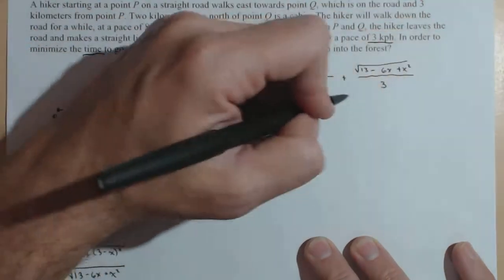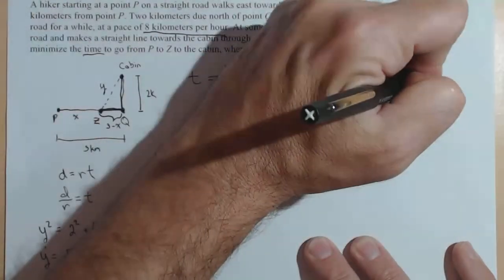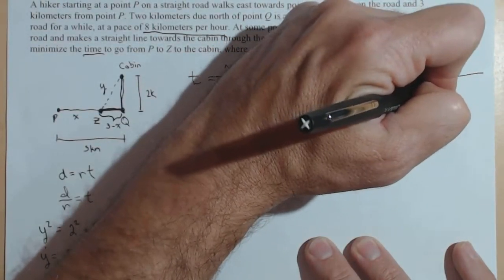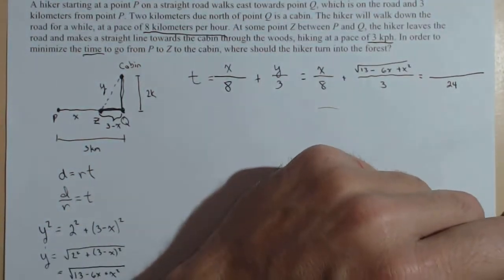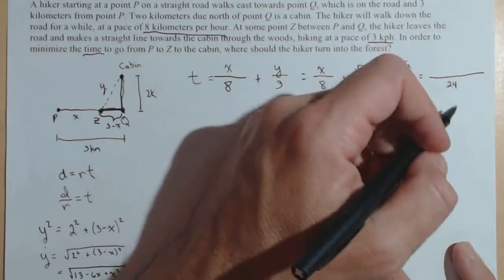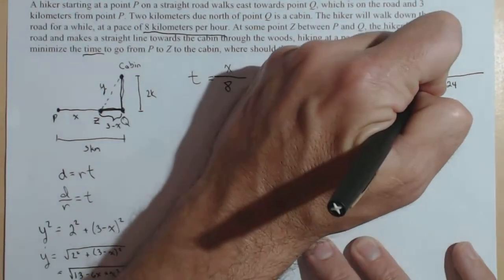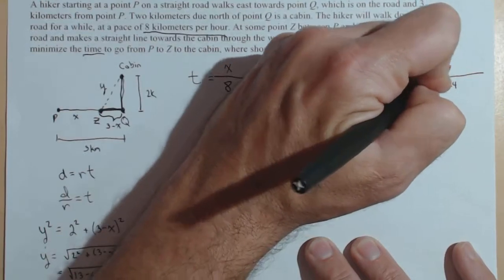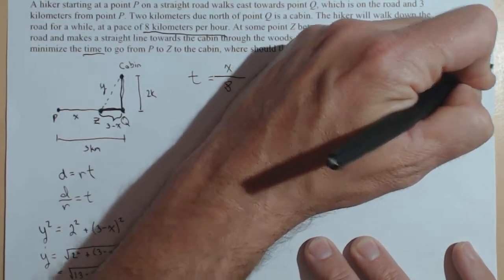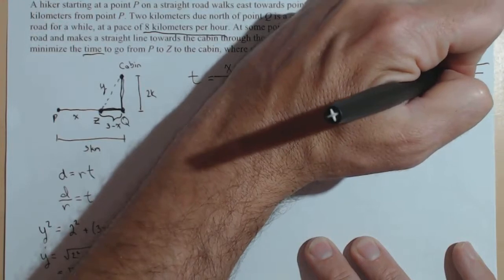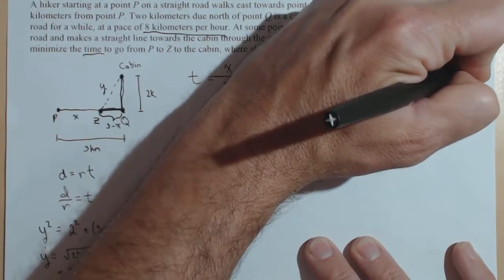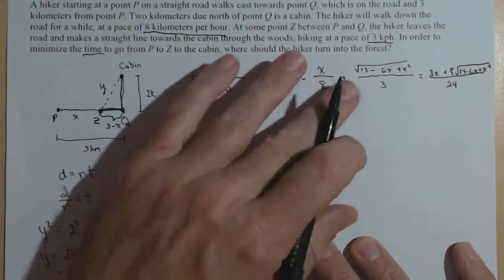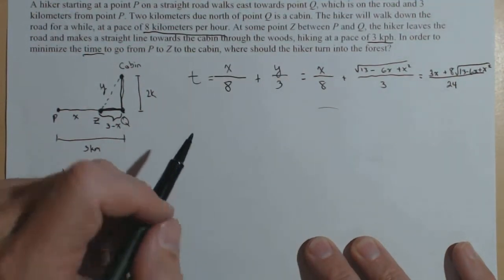Now what I'm going to decide to do here is write this all over a common denominator of 24. You don't have to do this, but I decided to because I think it's going to make it a little easier, because that 1 over 24 is just a constant. So in finding the common denominator, your numerator is going to be 3x plus 8 times the square root of 13 minus 6x plus x squared. I'll leave you to figure out how to do that part.